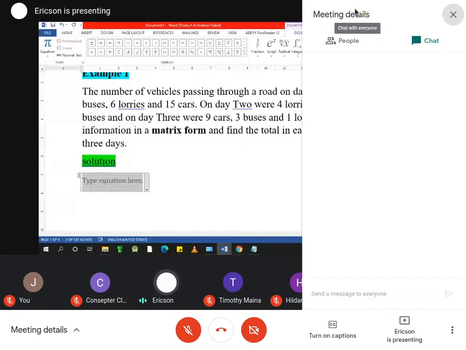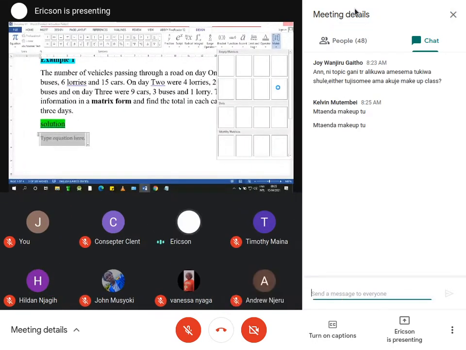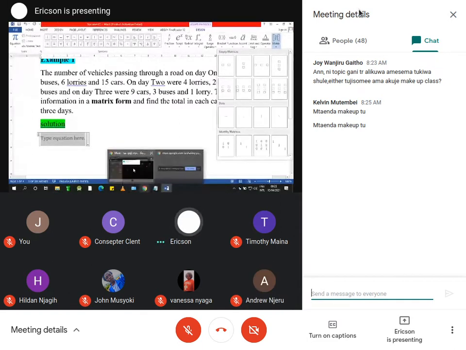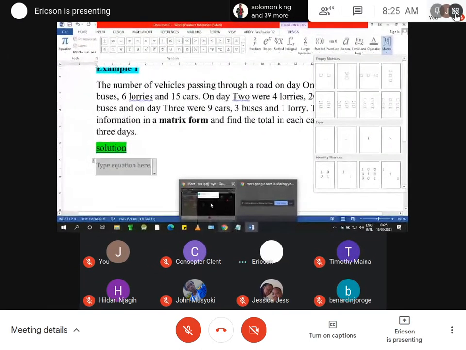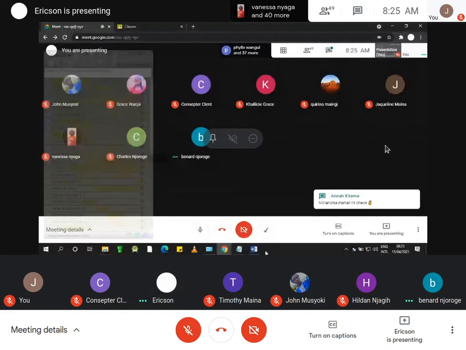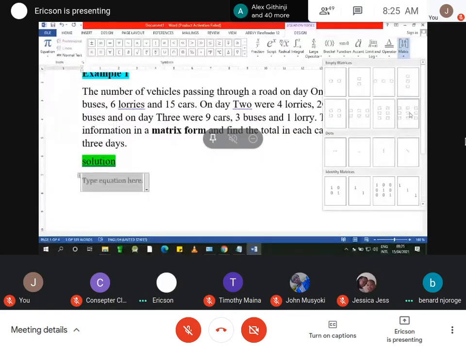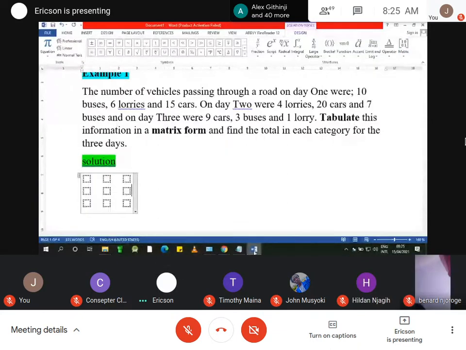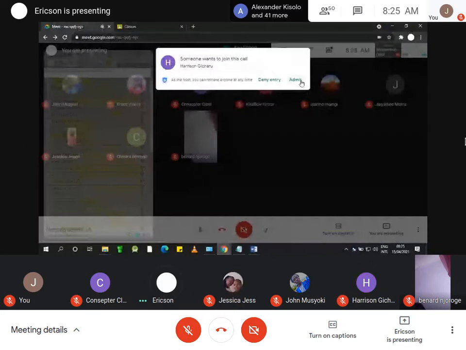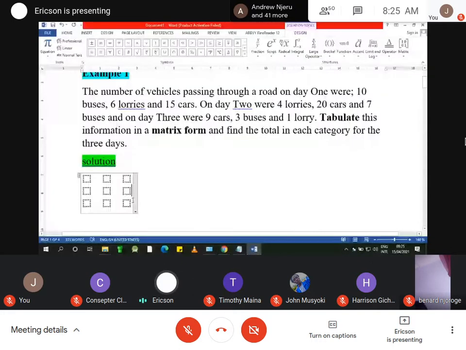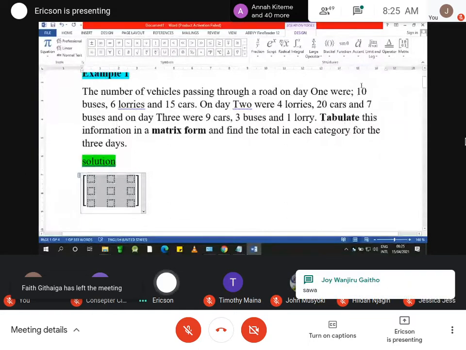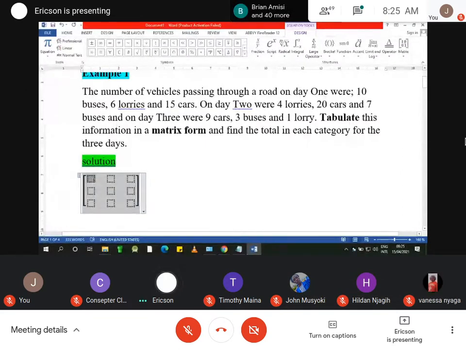This is a 3x3 matrix because it involves three vehicles and 3 days. There are 3 days. So this will be a 3x3 matrix. I can add. Again, I said I'll be switching between tabs. Have that as a matrix. Please give me some time, okay?